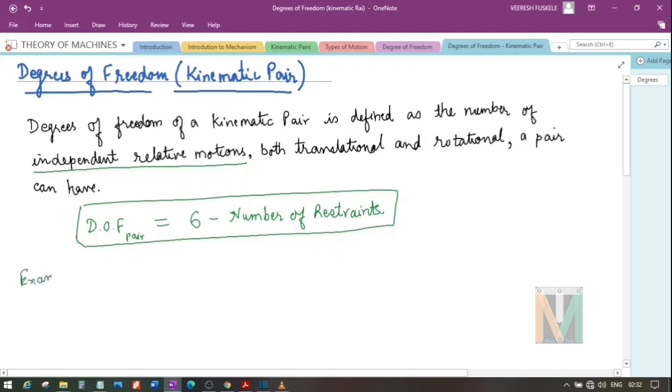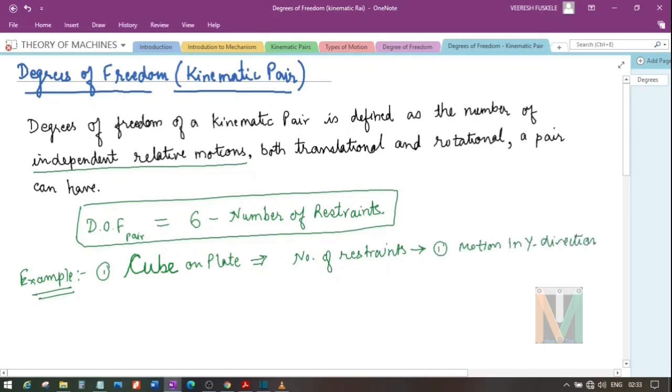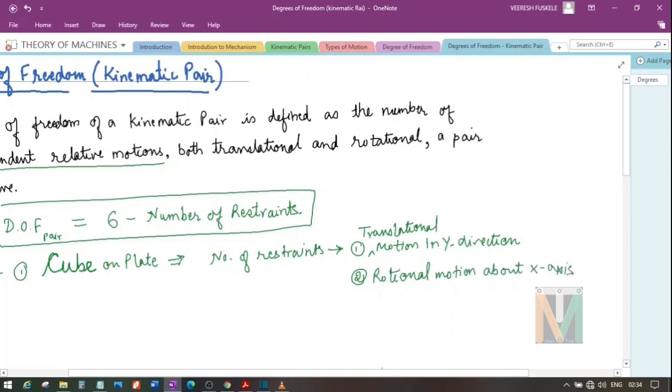So for the example which we just saw of a cube on a plate, what is the number of restraints that we saw for this kinematic pair? First, the motion in y direction is restrained. This was the translation motion in y direction that was restricted. Also, rotational motion about x-axis was restricted, and similarly, rotational motion about z-axis was also restricted. So there were 3 restraints for this pair.